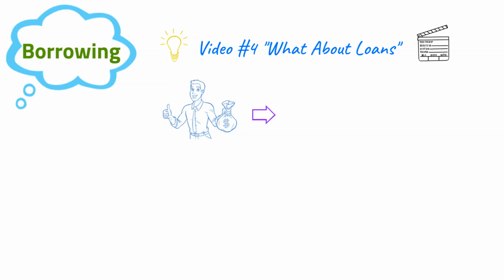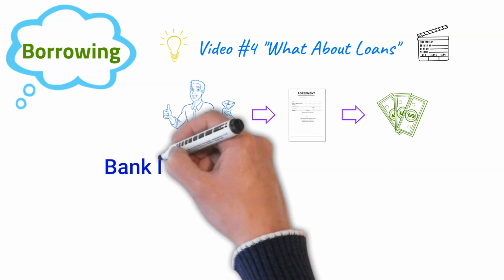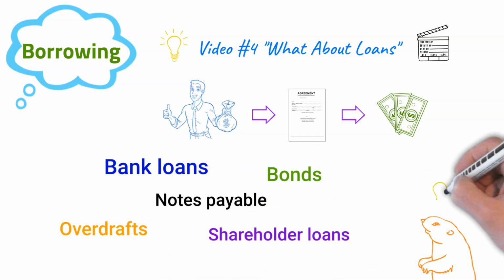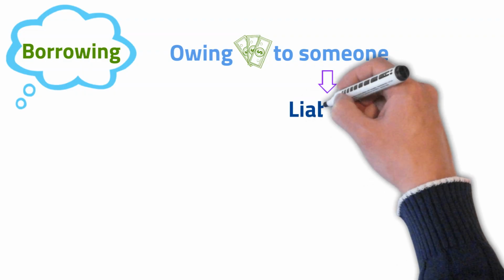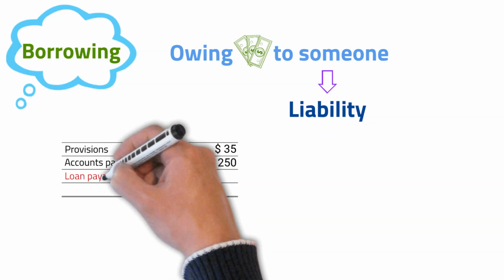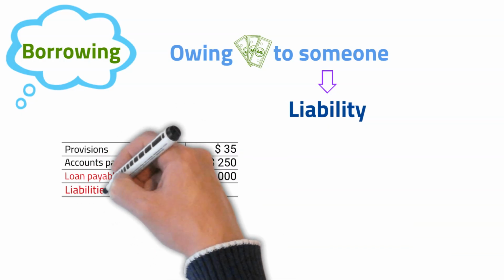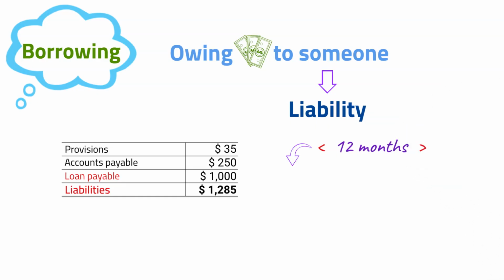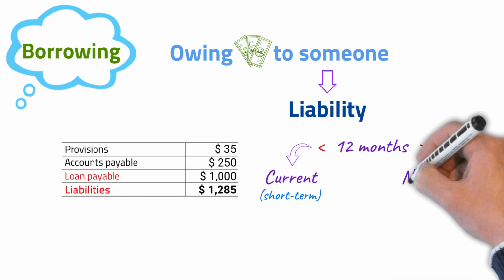So, a borrowing is money you owe to a lender under a contract. Examples include bank loans, bonds, notes payable, overdrafts, shareholder loans, and so on. With a borrowing, you owe money to someone. That means it is your liability, and that's why it is recorded on the balance sheet in liabilities. For example, like this. If the borrowings are due within 12 months, they are current. If due later, they are non-current.